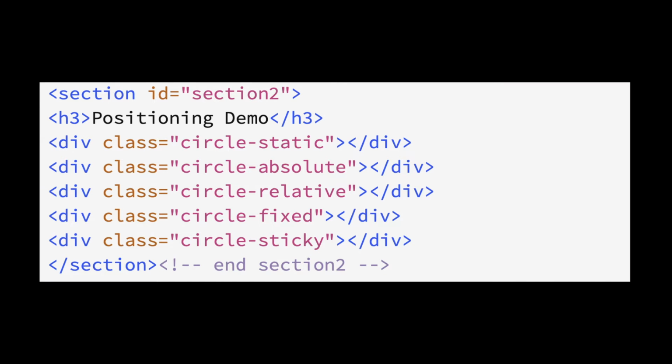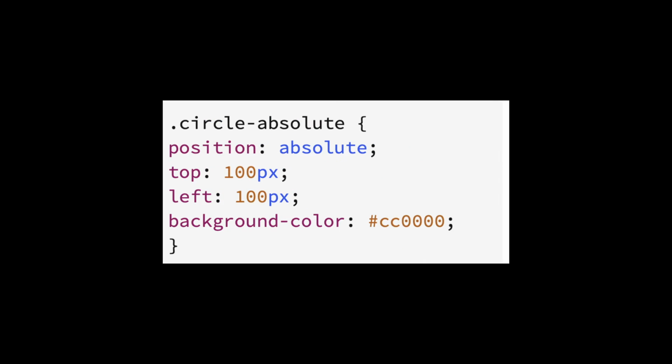Here is the HTML code for section 2 in our demonstration. We see that it would be the second circle element. Here is the CSS. So in our example, we are looking at a circle element with a red color. This image shows our absolutely positioned element was initially hidden behind another element.